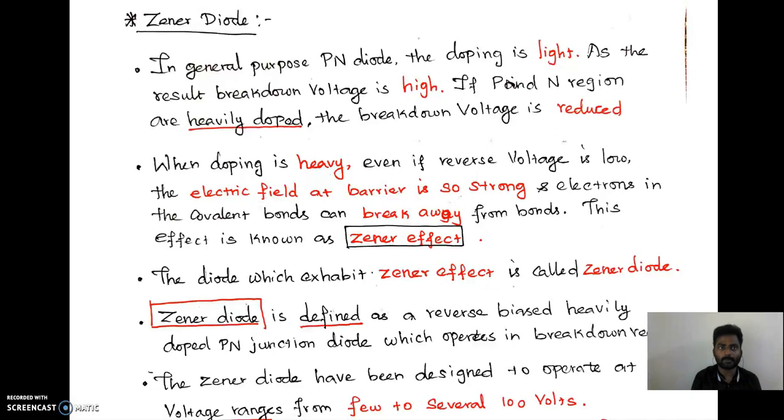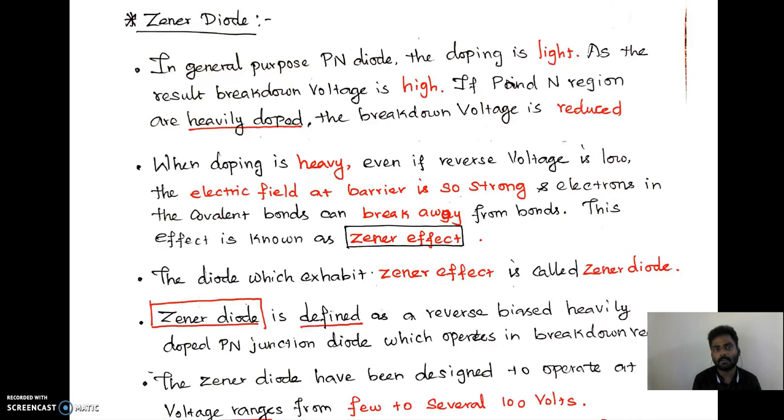Coming to the Zener diode. In general, in a PN diode, the doping is light. That means the impurities added will be very small. As a result, the breakdown voltage will be high. If we add a very low number of impurities, the breakdown voltage will be very high, and if the P and N regions are heavily doped, the breakdown voltage will be reduced. The breakdown voltage is also called the barrier voltage.